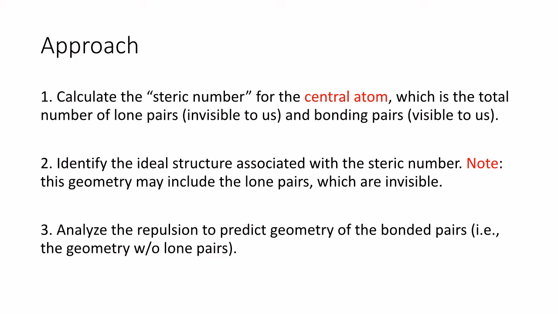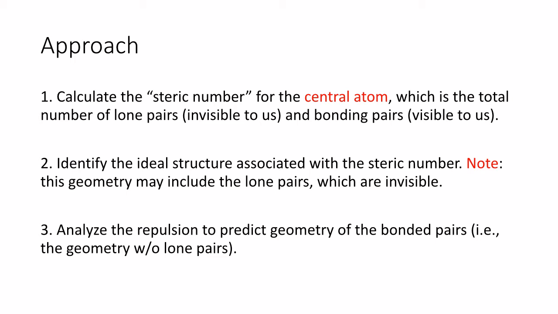Now, in the next step, we're going to identify the ideal structure associated with the steric number that we calculated in the first step. Okay. Now, this will give us a geometry that corresponds to the lone pairs and the bonding pairs. Okay. Now, as I just mentioned, lone pairs are invisible to us. So in the final step, we analyze the repulsion between all the electron pairs, and we will come up with some kind of conclusion that involves geometric deviation.